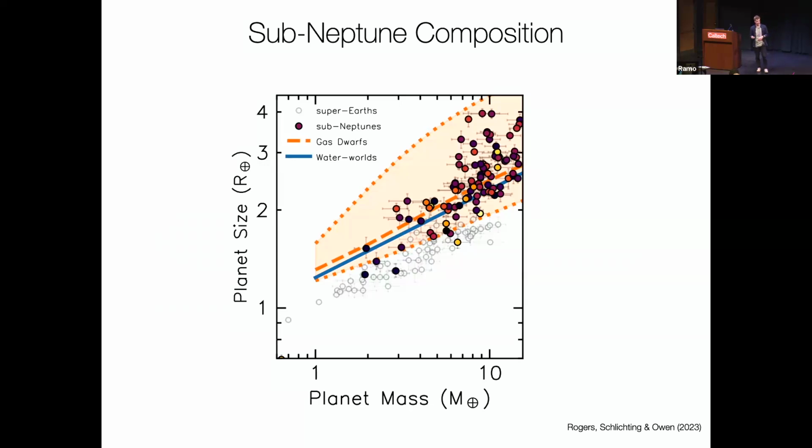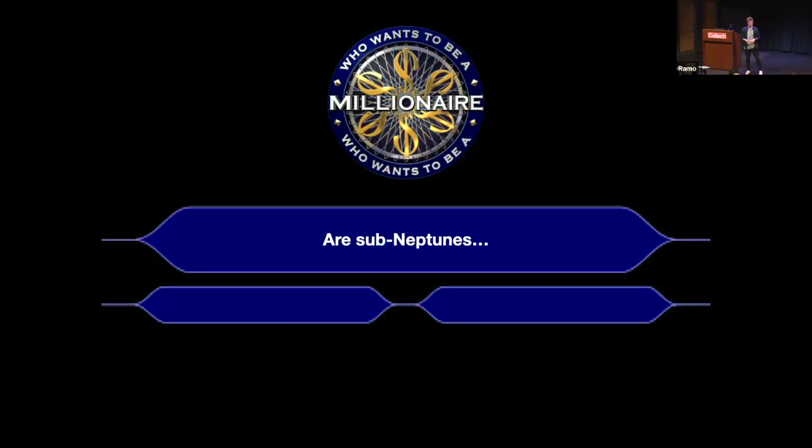And so it seems like the field is being asked this million-dollar question right now. Are sub-Neptunes gas dwarfs, Earth-like interiors with hydrogen, helium-rich envelopes, or are they water worlds, 50% rock, 50% water? We really want to answer this question because the implications are quite profound, I think.